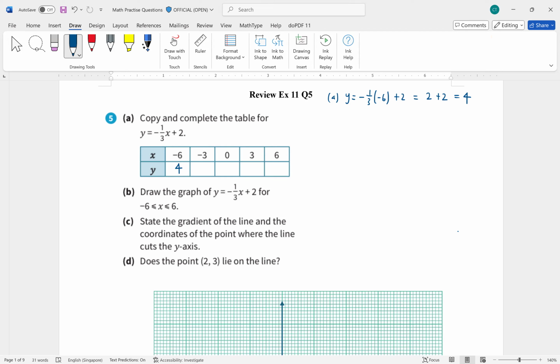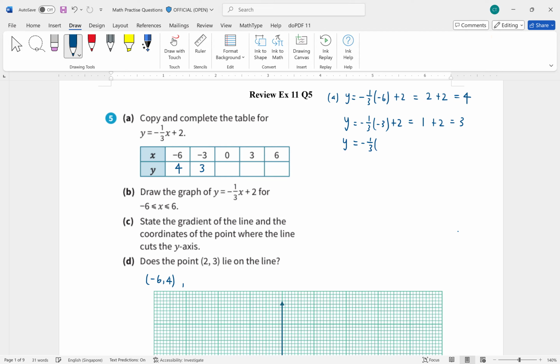Now we have our first pair of points already. I'll write the points here, later we need to plot. So we are going to plot negative 6, 4. This is the first point. Now we continue by substituting x equals negative 3. So negative 1 third times negative 3, you will get 1. Negative times negative is positive, 1 plus 2, so you get 3. You get 3 over here.